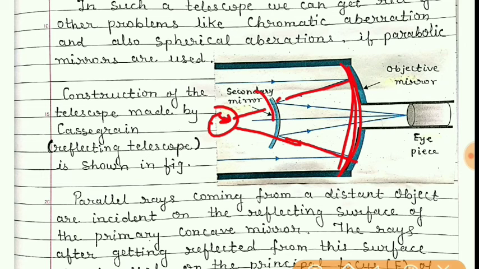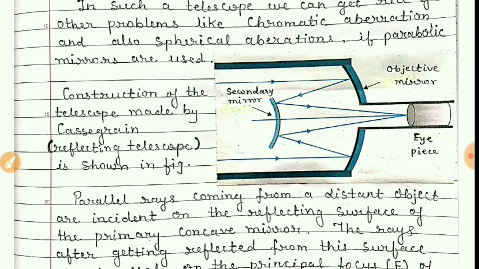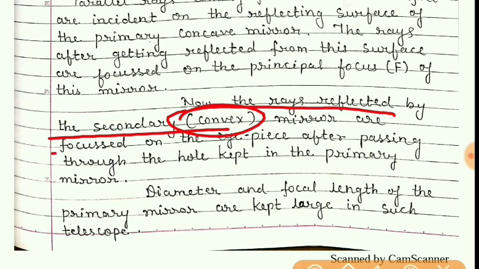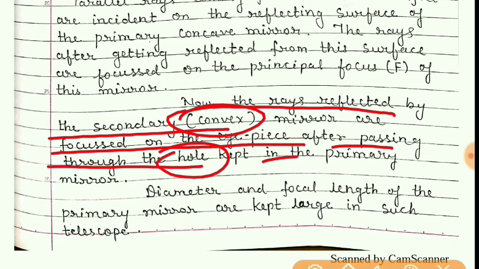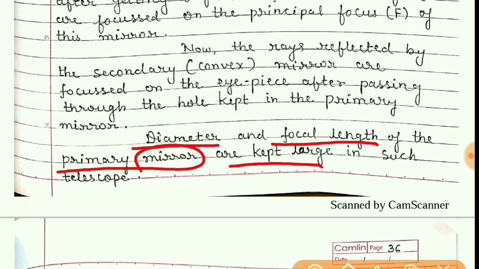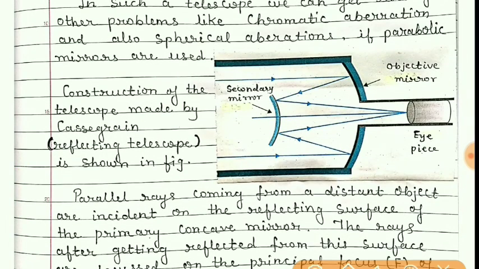And here this convex mirror is kept. So now the rays reflected by the secondary mirror, that is the convex mirror, are focused on the eyepiece after passing through the hole kept in the primary mirror. Students, the diameter and focal length of the primary mirror are kept large, so that if this is large, then its light gathering power will increase.